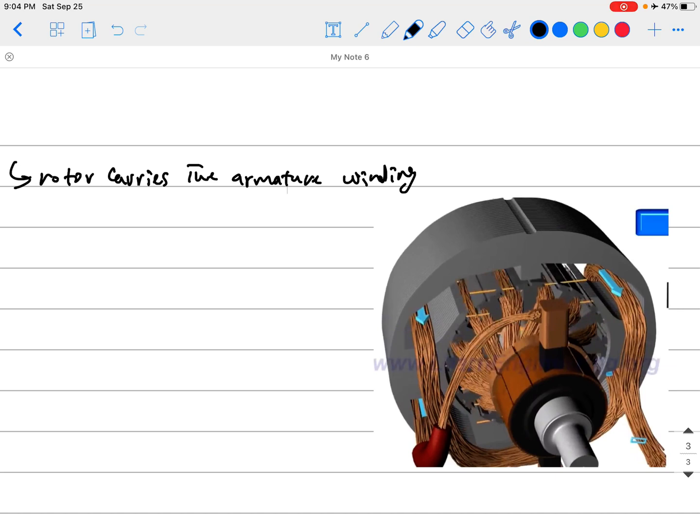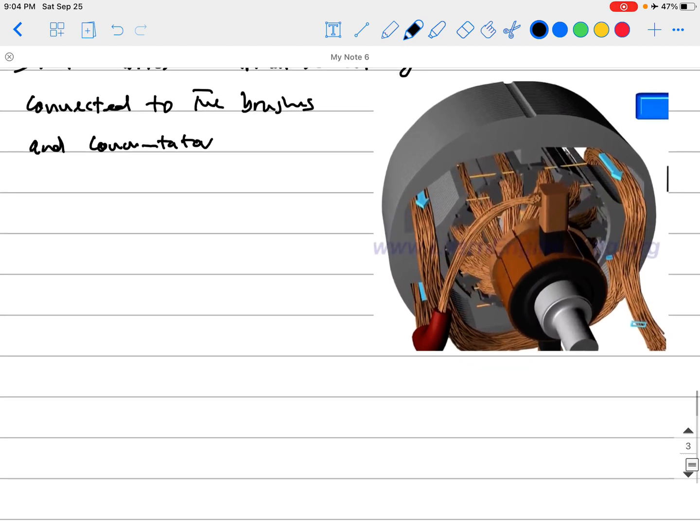So the rotor carries this armature winding connected to the brushes, okay, and commutator, and that's why it's just unipolar rather than bidirectional, if you remember when we were talking about it.